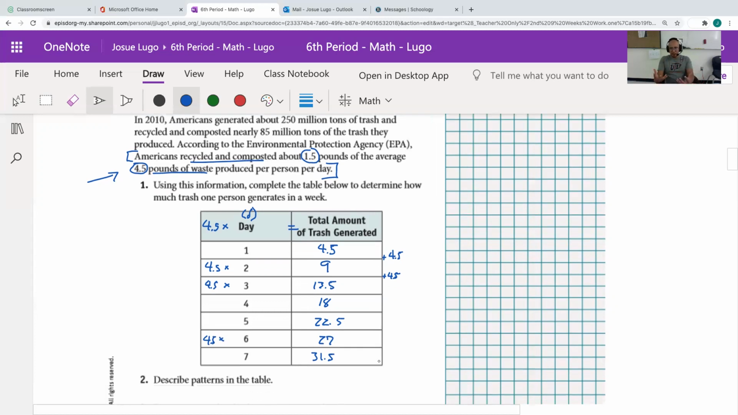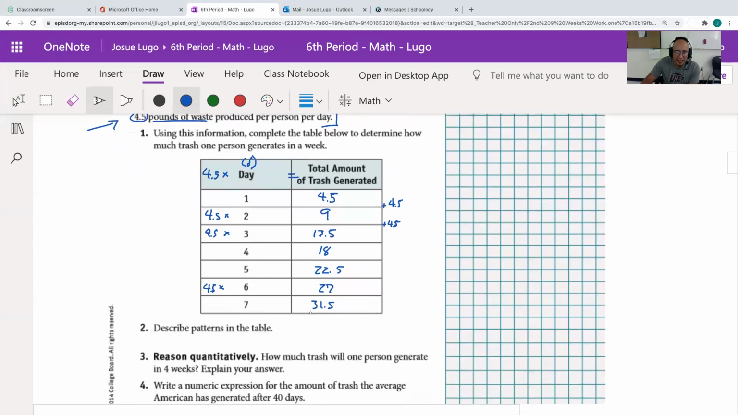So what is the pattern that we see here? The simplest way to describe the pattern is I'm just adding 4.5 plus 4.5 plus 4.5 plus 4.5. Now, a simpler way of saying that is really we are just multiplying the total amount generated per day times the number of days. That is the pattern that we see here, because when we're doing the same thing over and over again, in this case, adding 4.5, whenever we're adding over and over again, multiple times, that is multiplication. That is where we get multiplication from, right? So this is the pattern that we see.